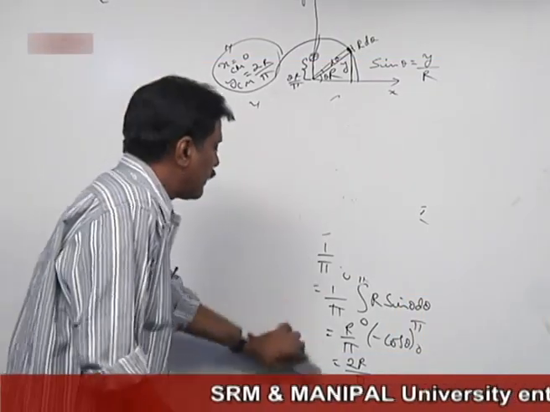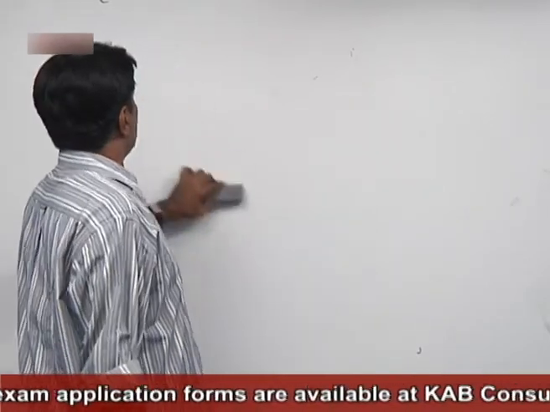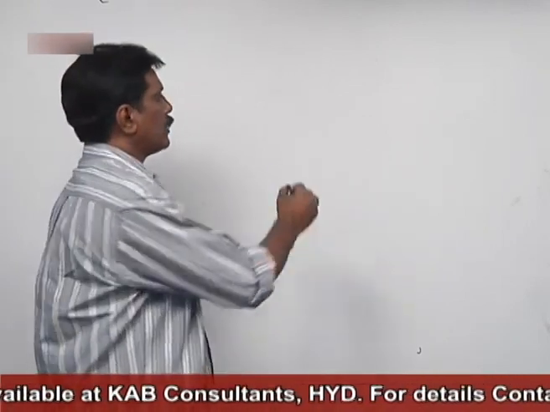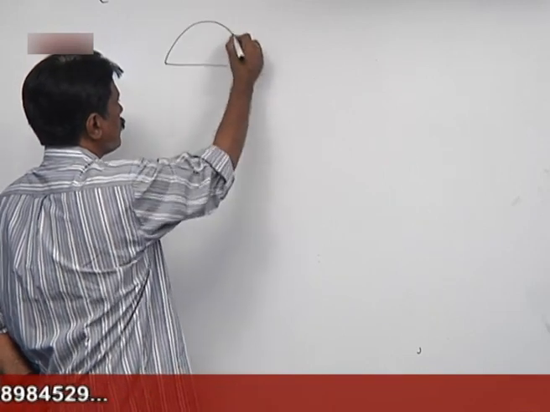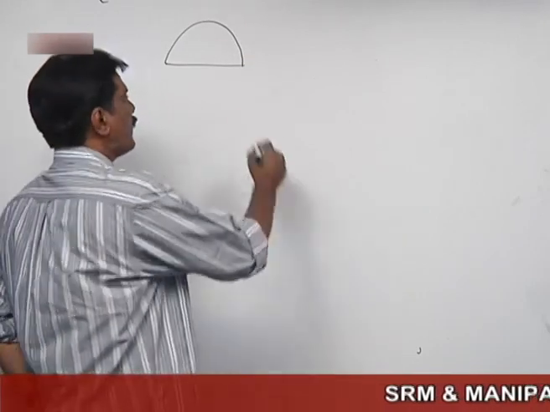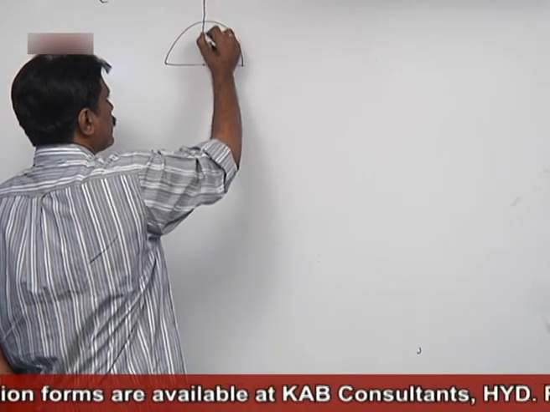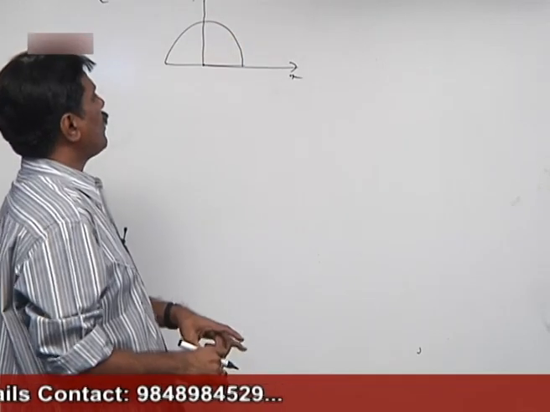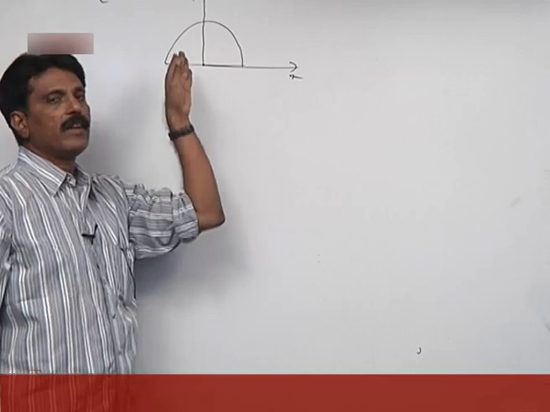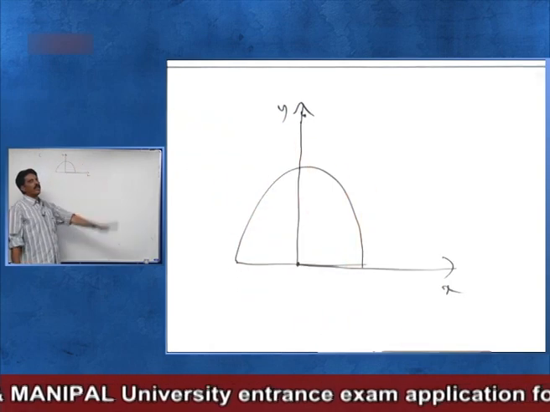Now let us extend this result to a semicircular plate. If you take a semicircular plate of radius r, to find the center of mass of this also, you choose the axis like this. This is x axis, this is y axis. Definitely center of mass will lie on the axis of symmetry. That's why x coordinate is automatically 0. Here also, the only thing you have to find is y coordinate.